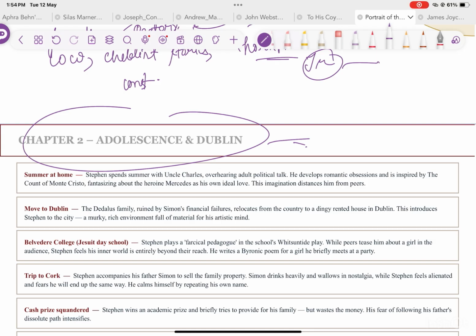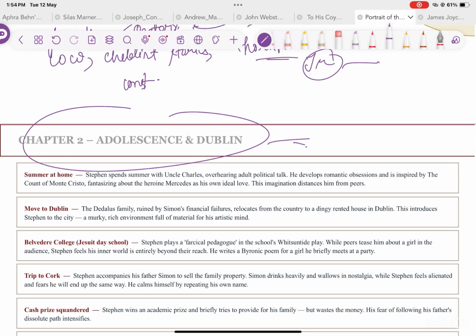Stephen imagined himself isolated like Monte Cristo, and his financial troubles create anxiety about the family's stability. And Stephen questions his future economic and spiritual place, where he will go, because everything is decided by the family's economic and financial condition. And he chooses milk deliveries, and that reflects Stephen's view on working life.